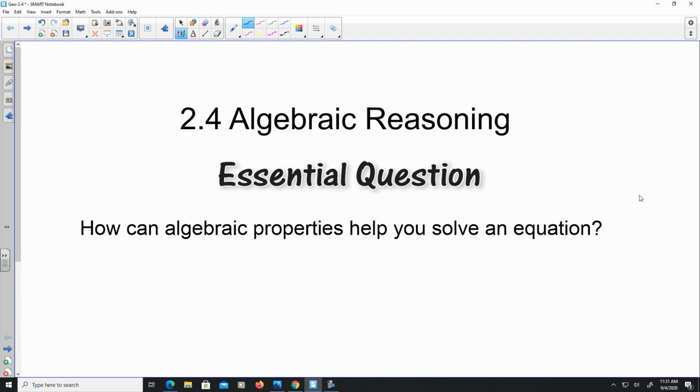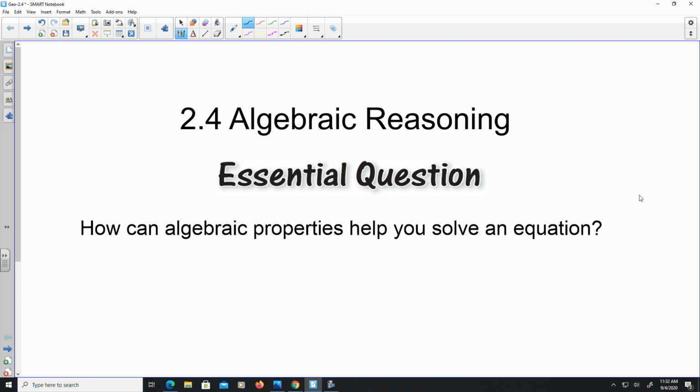This lesson is section 2.4, where we're going to be looking at algebraic reasoning. The essential question here is, how can algebraic properties help you solve equations? Not only that, this is another way that this is going to help you with getting introduced into formal proofs, being able to discover what you're supposed to do through a proof, kind of the steps into that.